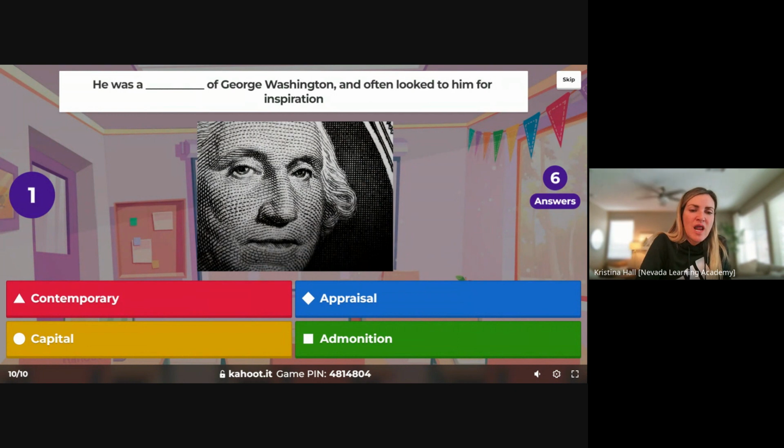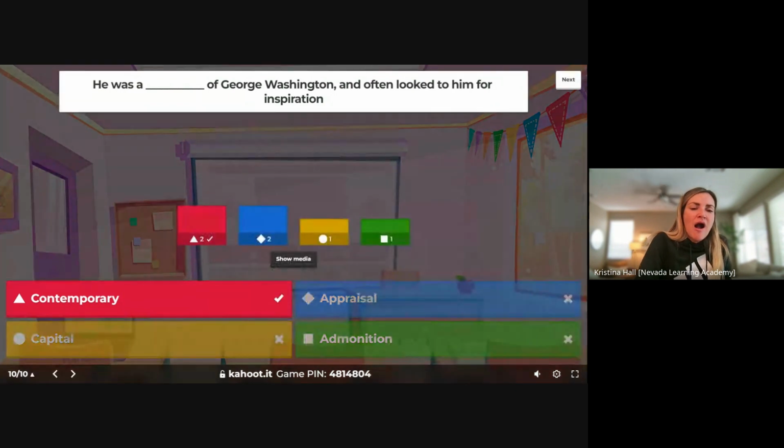Contemporary. Okay, so kind of he mirrored him. So contemporary means like a modern version. Okay, so he was a contemporary. He was kind of a modern version of George Washington. Often looked to him for inspiration. So maybe, I don't know if you've ever had a historical figure that you really admire. You're like, I want to be like them, or they inspire you, or you kind of guide yourself after them.